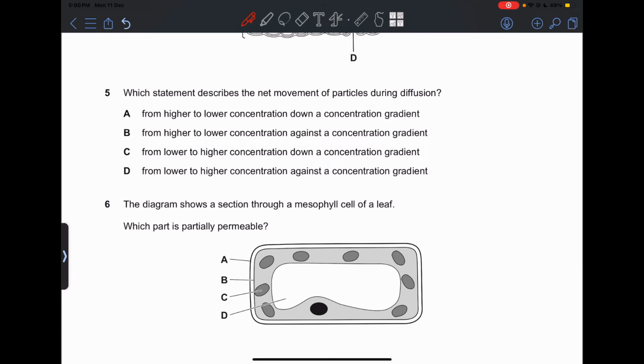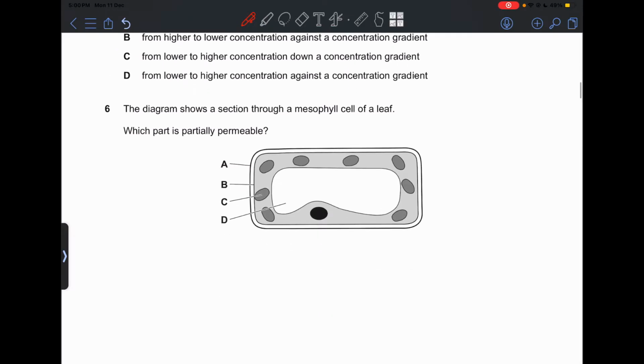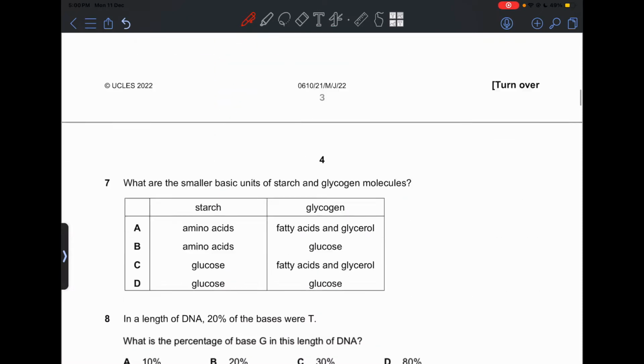Number 5. Which statement describes the net movement of particles during diffusion? We know that diffusion moves from higher to lower concentration, down a concentration gradient. So this is actually the description of diffusion, which is A. Number 6, the diagram shows a section through a mesophyll cell of a leaf. Which part is partially permeable? Actually, this is B, because B is the cell membrane, and the cell membrane is partially permeable, while the cell wall is fully permeable, which means it will allow anything to enter into the cell. So our answer is going to be B.